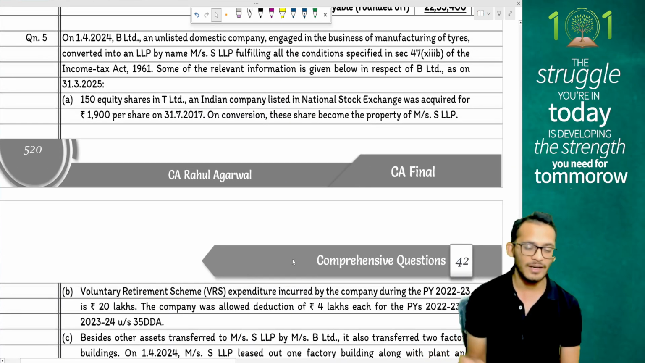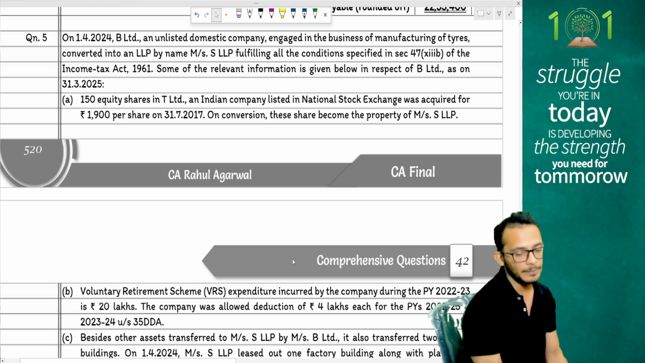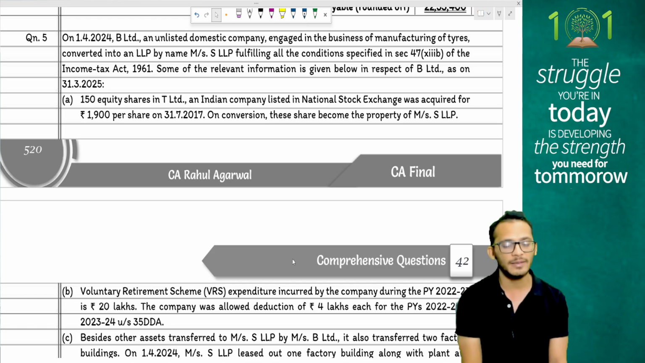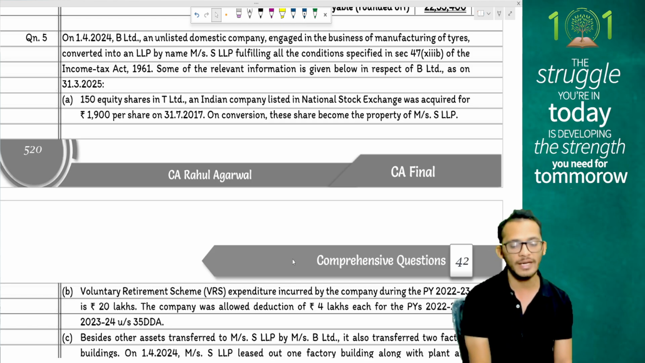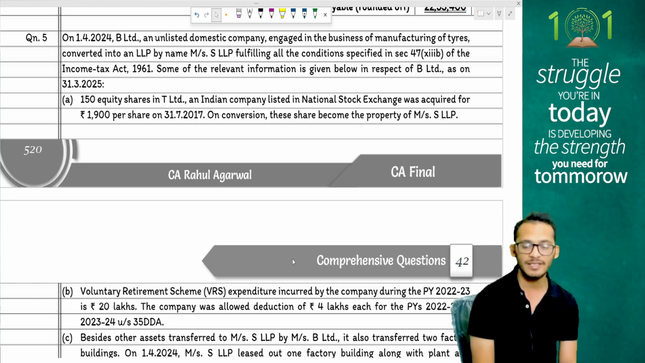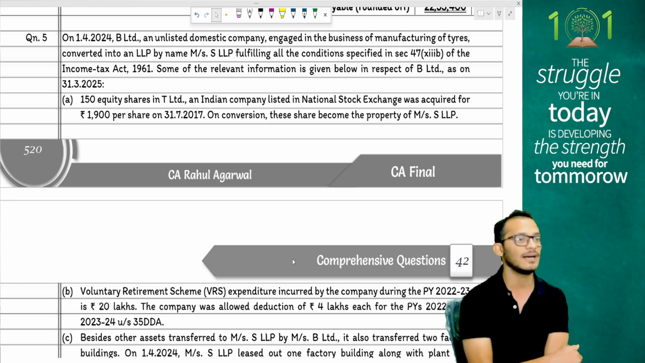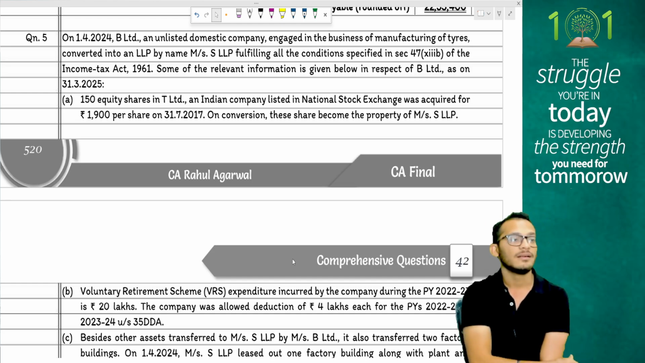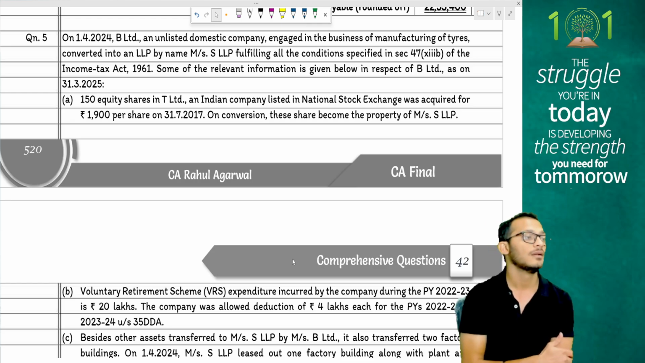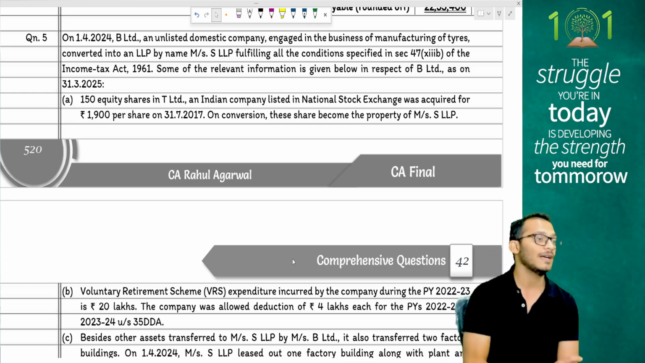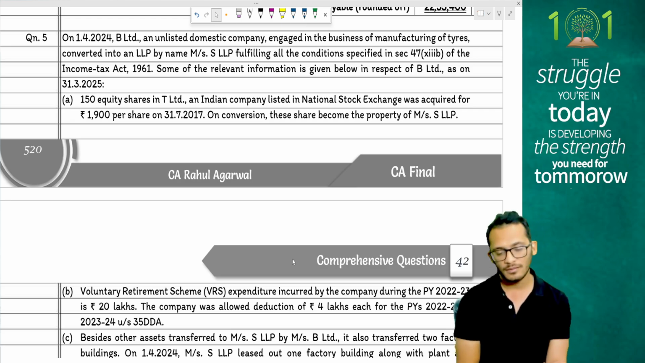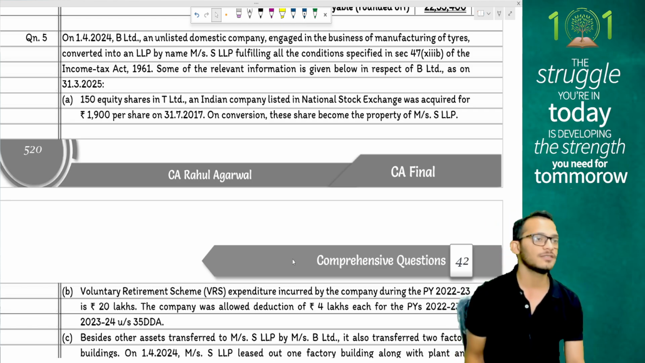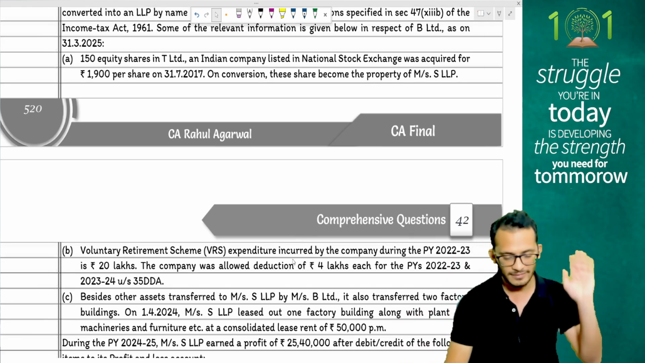First one says 150 equity shares of T Limited, an Indian company which is listed in National Stock Exchange, was acquired for 1900 per share on 31st July 2017. On conversion, these shares became the property of SLLP. What is the tax implications? Nothing. The only tax implication is cost of acquisition of SLLP will become 1900 rupees, and period of holding will also start from 2017. That is what the answer is.